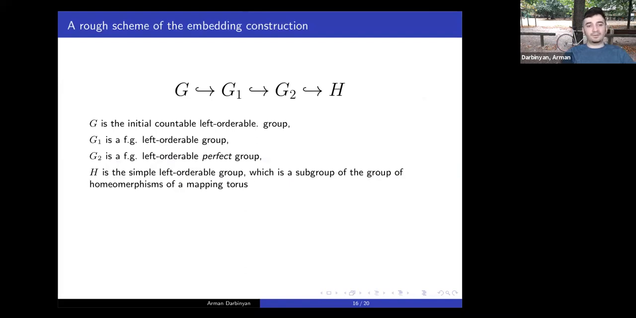And here, I would like to give a very rough scheme of the embedding constructions that we have. As you noticed, the statement of the embedding theorem is for any countable group, not necessarily finitely generated. However, it's not easy to work with just countable groups, especially when you want to preserve some computability and other properties. So this is the reason why this embedding construction has several steps. In the first step of the construction, one has to embed the group G in a group G1 that preserves this left order, but also so that the group G1 is finitely generated.